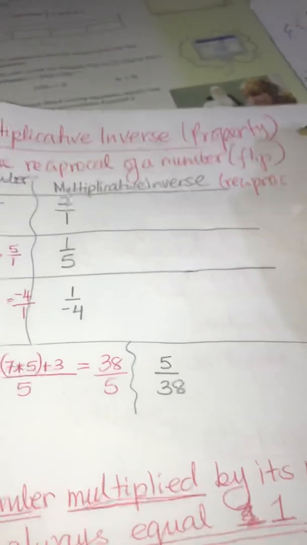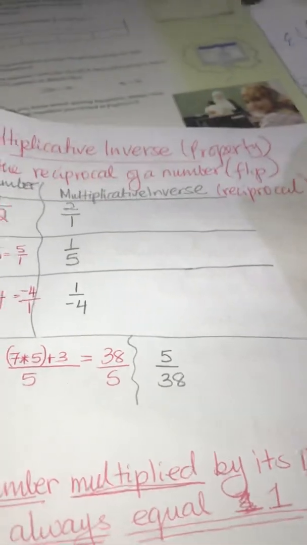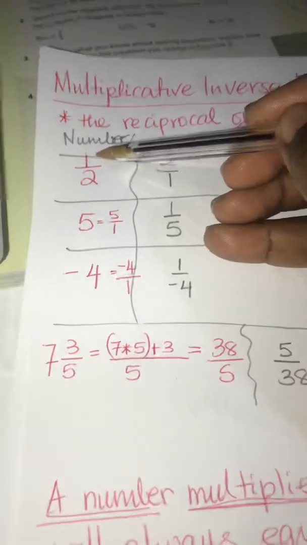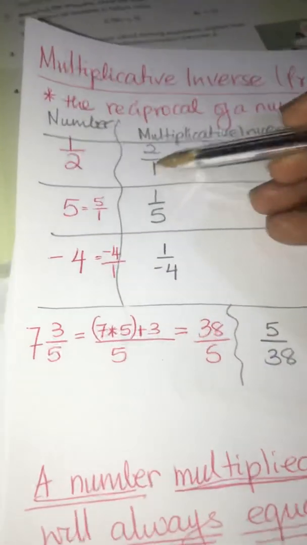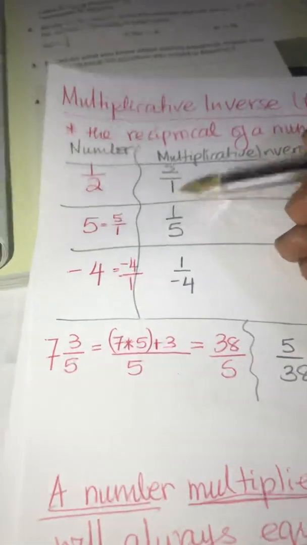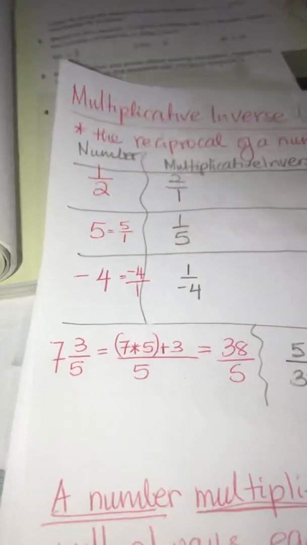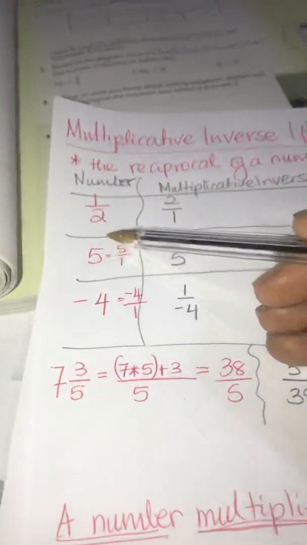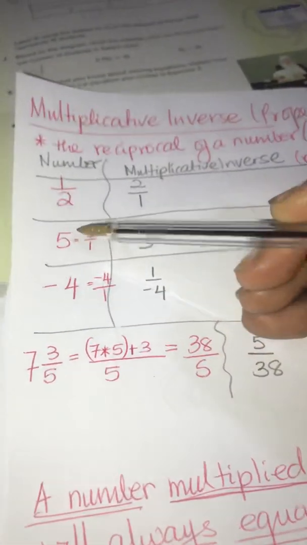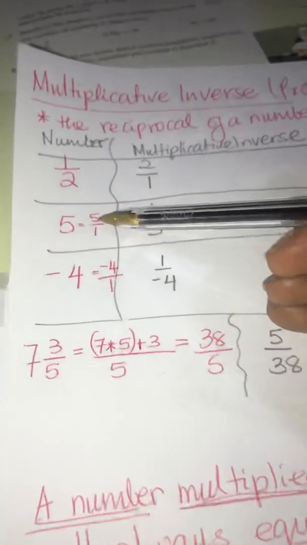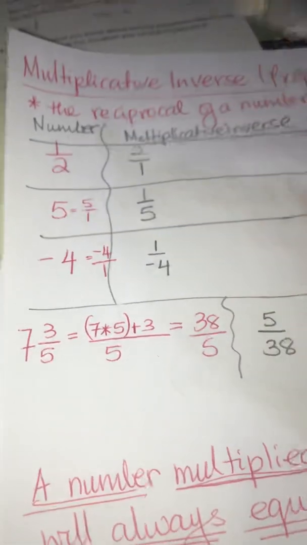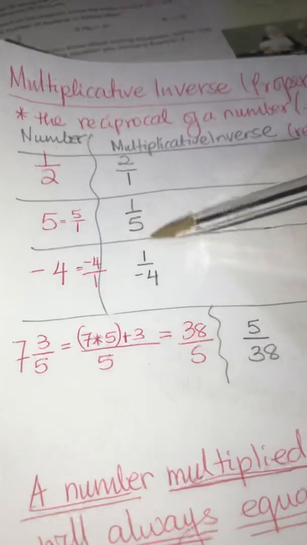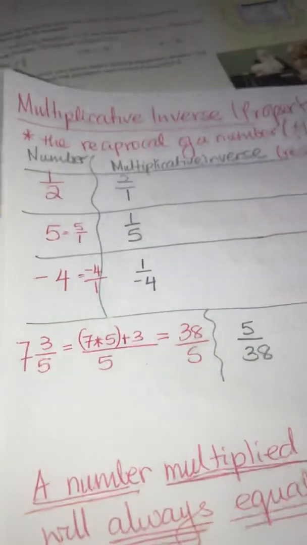I told you vocabulary is very important. If my number is 1/2, the reciprocal will be 2 over 1. Whatever is in the denominator, you put in the numerator. Whatever is in the numerator, you put in the denominator. You flip. 5 is a whole number. Write 5 as a fraction, 5 over 1. Then you flip it, you get 1 over 5. That's the multiplicative inverse.